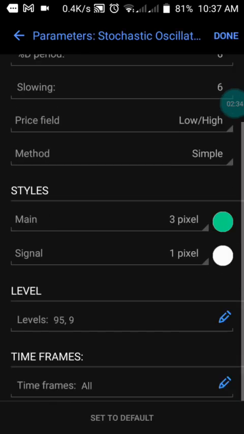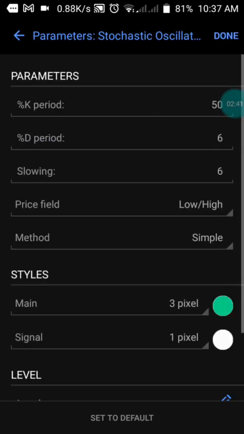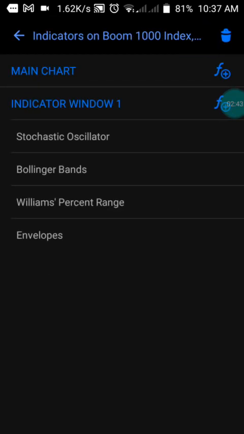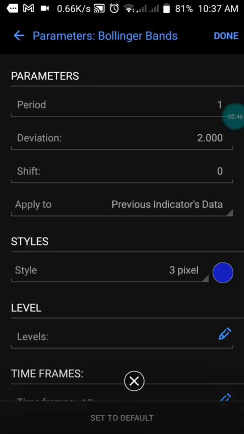Let me show the levels. You see, we have the levels here. We have the level of 95 and the level of 9. So you press done. Then we move to Bollinger Bands. We have the period of 1, and the deviation is 2.000. We have our shift at 0, and we apply to previous indicator data. We have our style here in blue color. You see, then you press done.